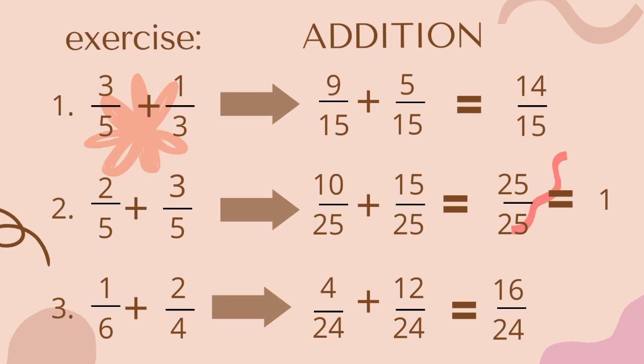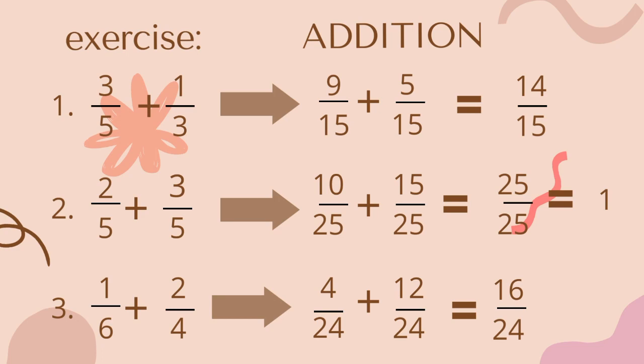So, number 2 is 5 times 5 is equal to 25. 5 times 3 is equal to 15. 5 times 2 is equal to 10. So, the answer natin is 25 over 25. So, sinimplify is 1 na lang.